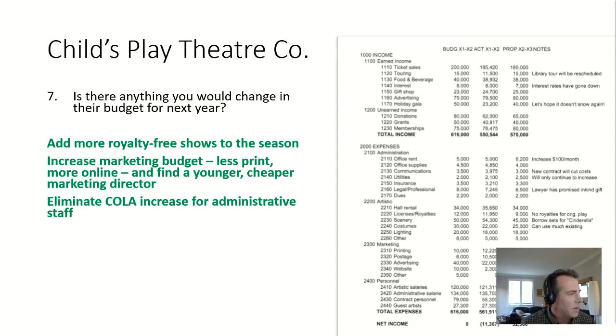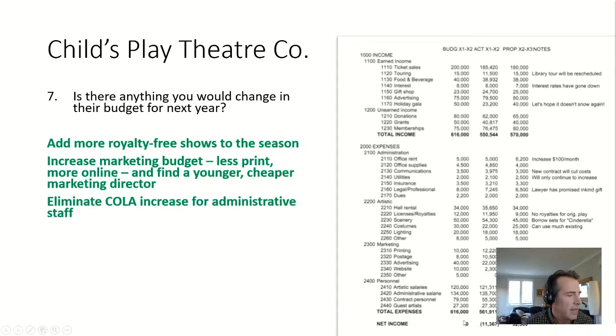I would eliminate the cost of living increase for the administrative staff. That'll shave about $3,000 off of there. It is definitely belt tightening time for this theater, and it's time to start thinking of some other ways to make revenue happen. And so with all of those savings, we've already shaved quite a bit of expenses out of the budget.